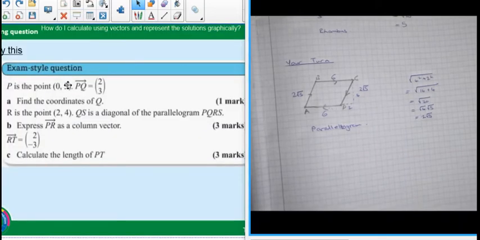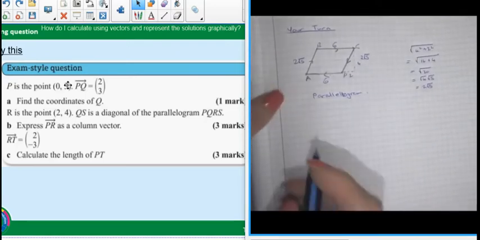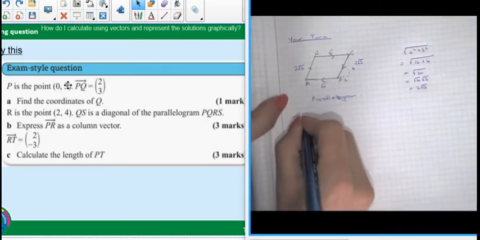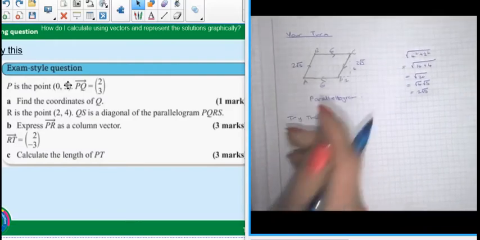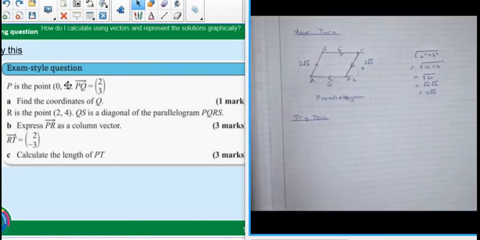Right, you guys have a go at this question. This is an exam question on vectors. It covers all of the things that you've learnt this lesson and last lesson, so you should be able to do that. Okay, hopefully you guys have had a go. Let's go through the answers together now.